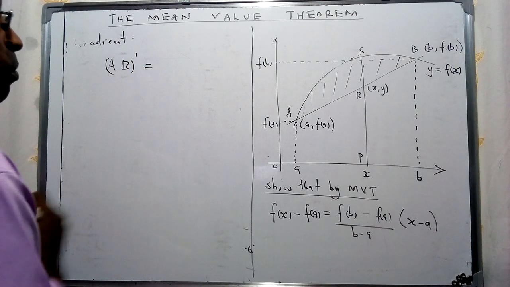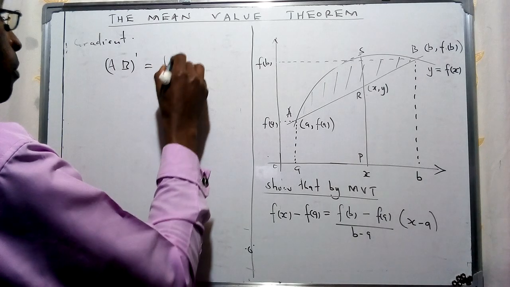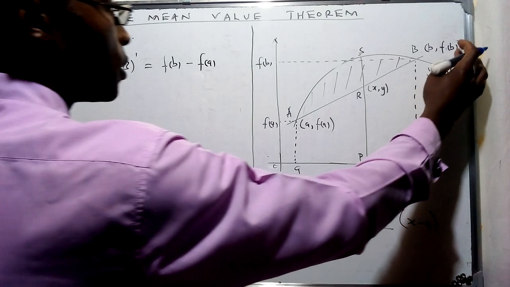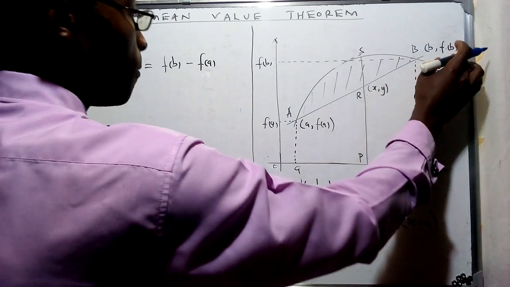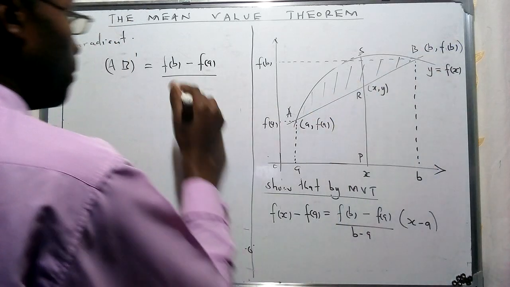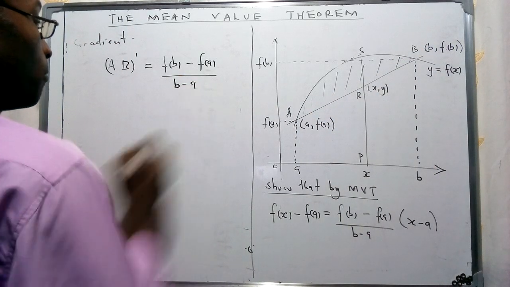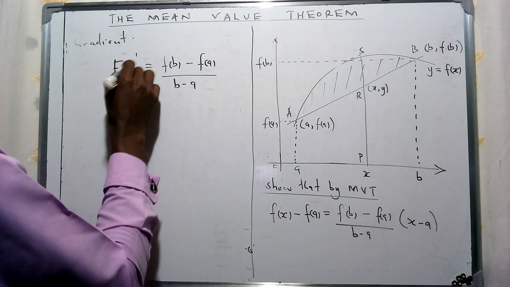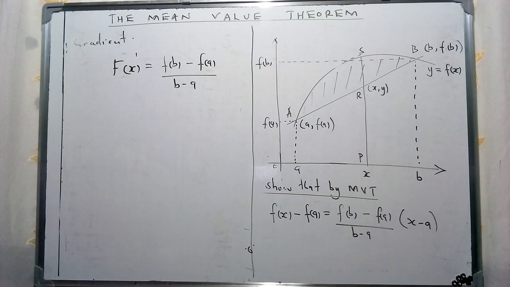This is going to give us f(b) minus f(a), which is the change in f, divided by b minus a for x. So we have b minus a for the change in x, and this basically gives us the gradient of this specific function.